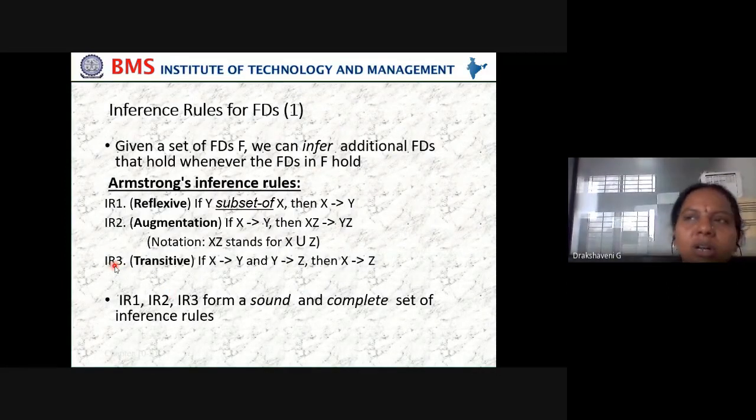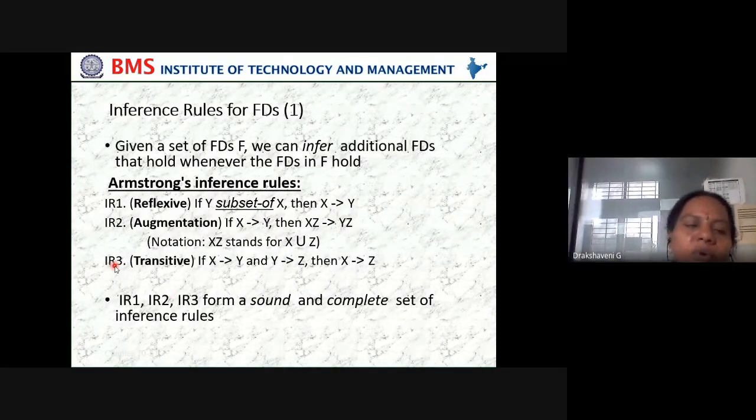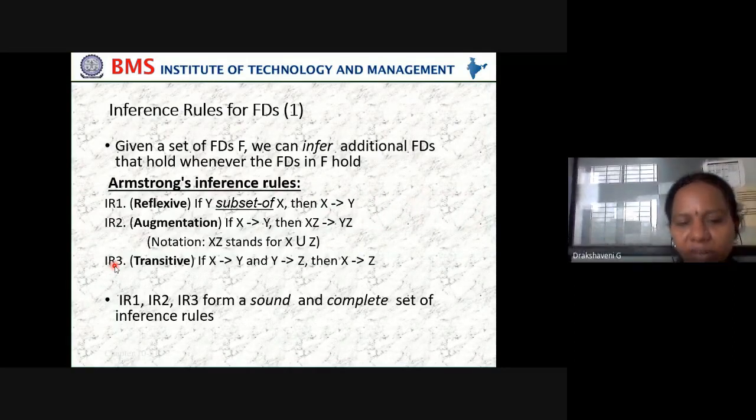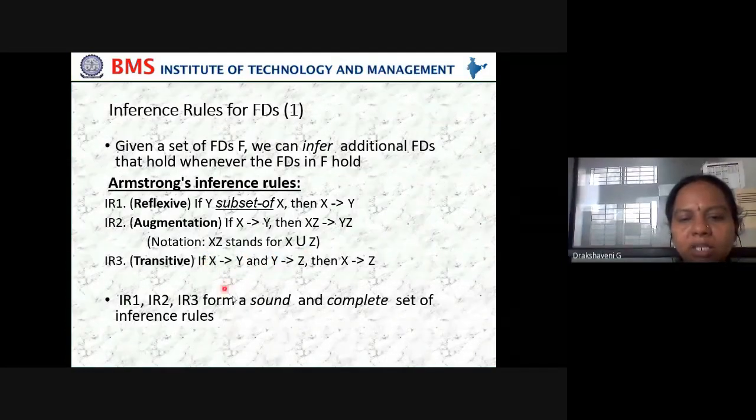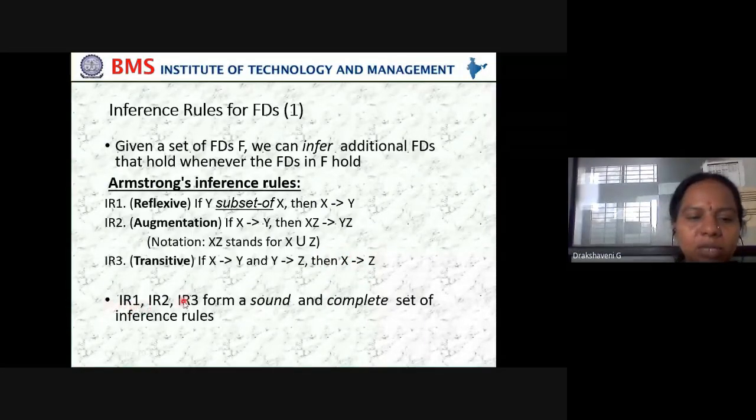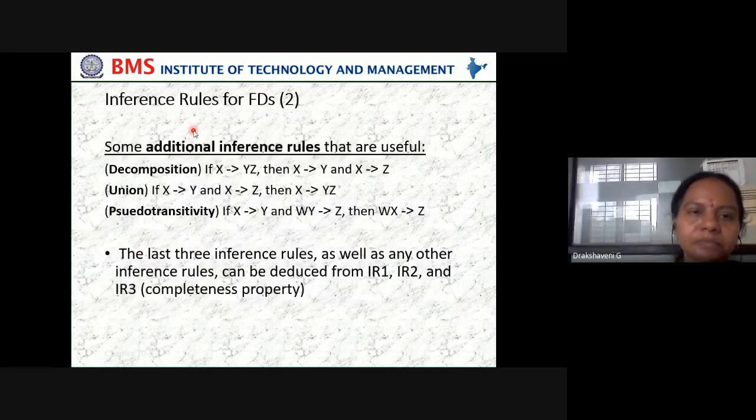Then transitivity. In your kindergarten, you would have seen what transitivity is. This is inference rule 3. If X tends to Y and Y tends to Z, then we can say X tends to Z. IR1, IR2, IR3 form a sound and complete set of inference rules. That is what the inference rules say to us.